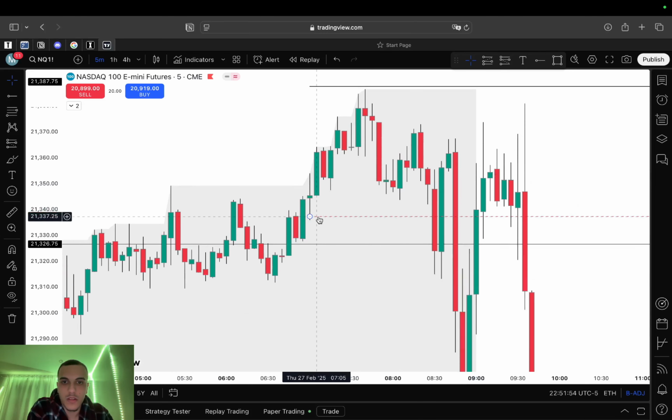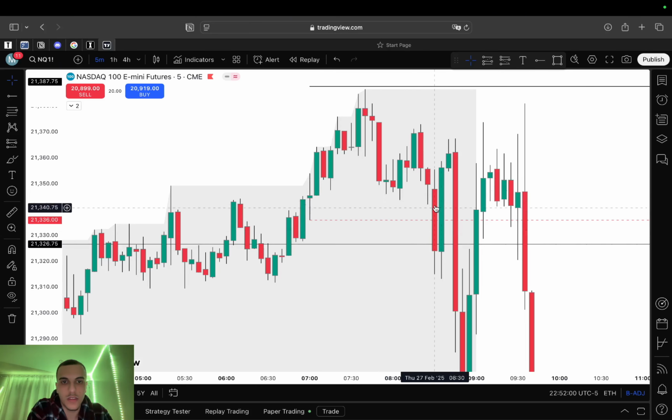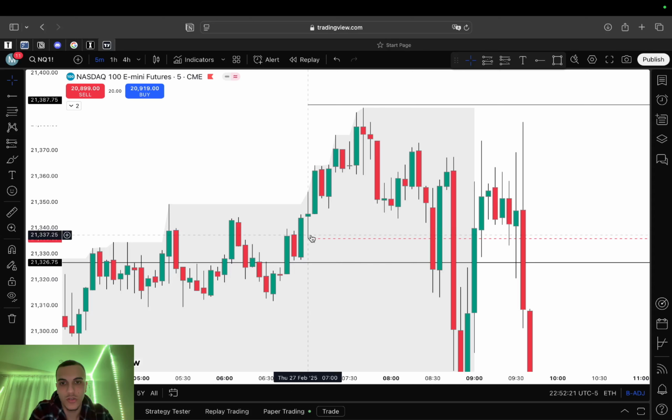Now, on the 5 minute, our fair value gap, as you guys can see, it's no longer valid because we can see 8:30 above the 9. Before the 9 hour candle, as you guys can see, there's a lot of candles in between. So this is not valid. So you take this fair value gap and you start moving it till you see where it's valid.